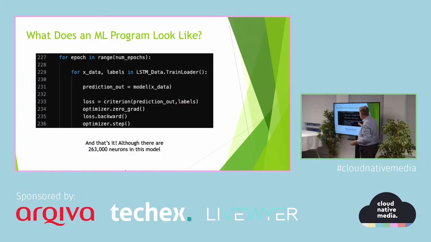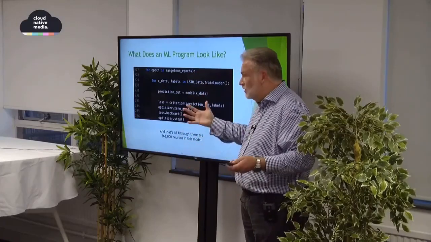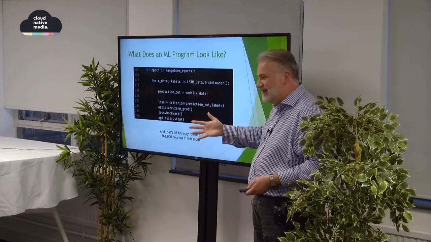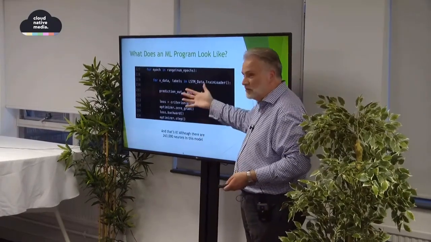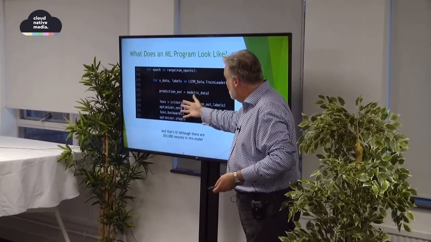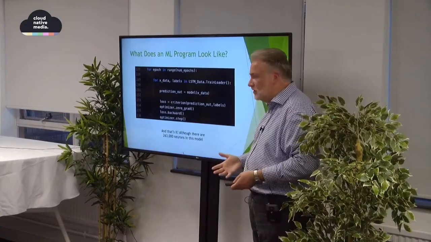So that's what an ML program looks like. This is the bit that's doing the work. This is your forward prediction here. This is the model. I use something called PyTorch. There are other models available. PyTorch is one I use because my supervisor said so. Sometimes you just have to play the game. I'm using Python, which is the de facto language for machine learning people.